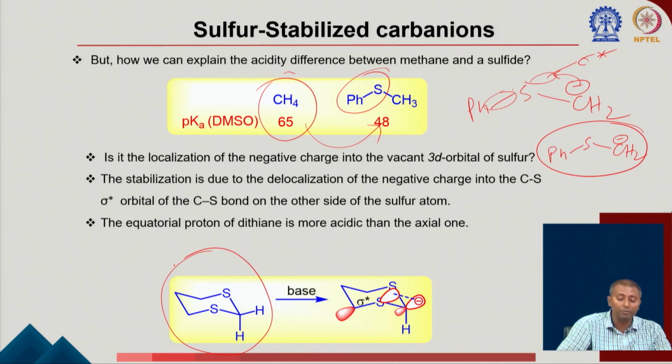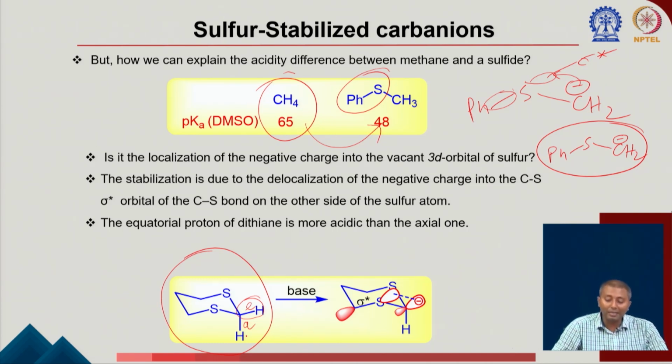You can think of this type of dithiane, we're going to come back and talk about them after a couple of slides. So in the dithiane, if you have these two hydrogens here, one is axial, one is equatorial. Now if you try to compare their acidity, it is saying that the equatorial one, the one here, is more acidic than the axial one. So why is the equatorial one more acidic than the axial one?